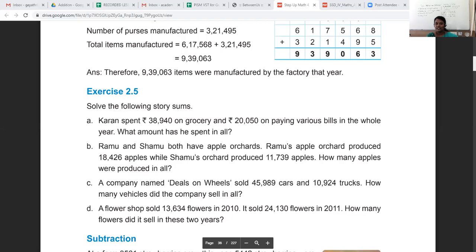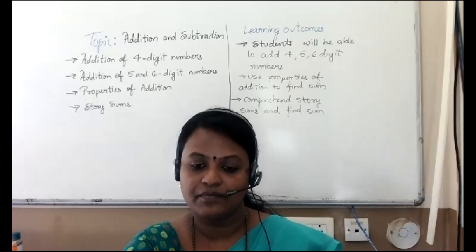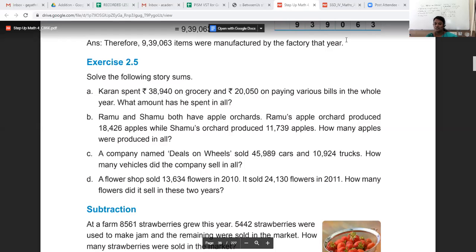As the word specifies total, that states that we have to add. Let us solve one of the story sums. Here's a question that states, Karan has spent rupees 38,940 on grocery and 20,050 rupees on paying various bills in the whole year. What amount has he spent in all? Here, as you can see, two amounts are being spent and we need to find together what it is. So we would be adding this quantity.